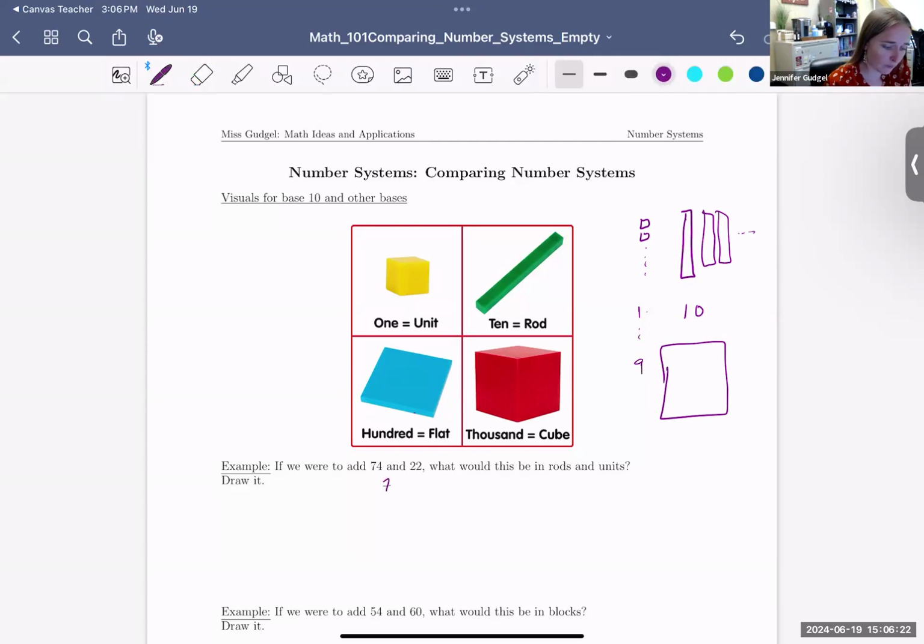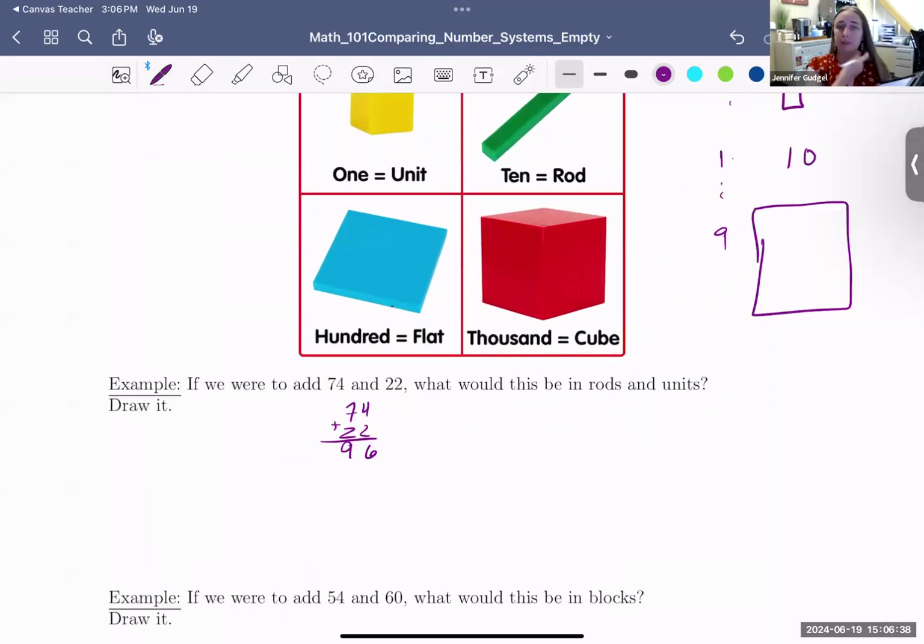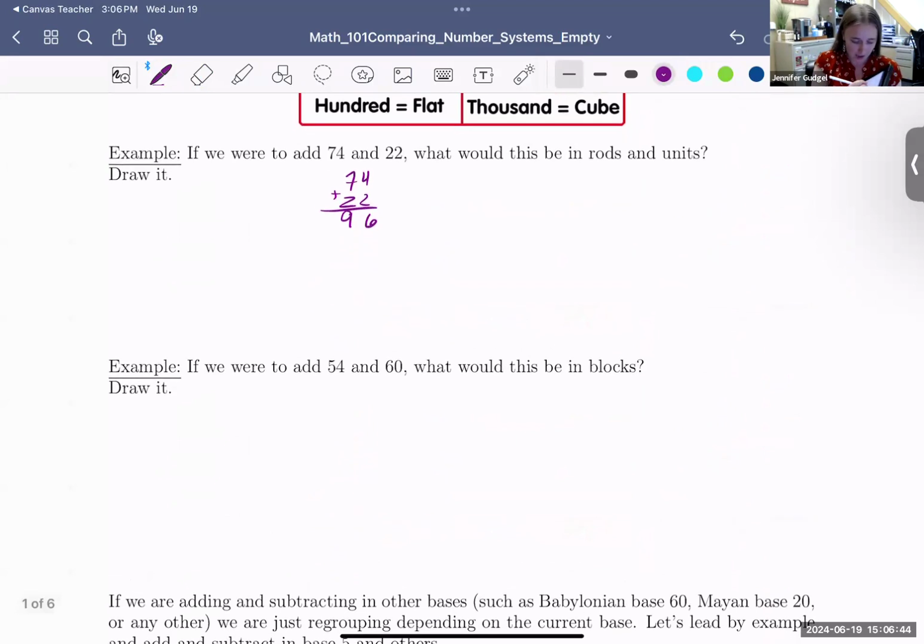If we're adding 74 plus 22, you might automatically go, oh, that's 96. All right, 74 plus 22 is 96. But what if we used visuals instead? I'm asking you to draw it. I apologize for my art. I'm doing this pretty quickly here, so it is what it is. Your notes might look prettier than mine. They probably will, honestly.